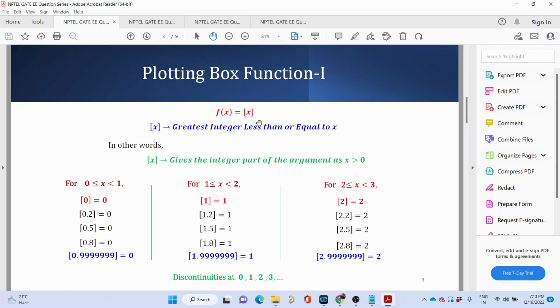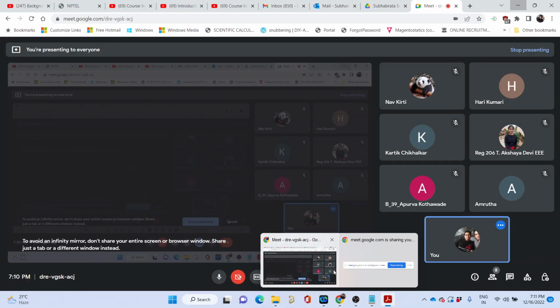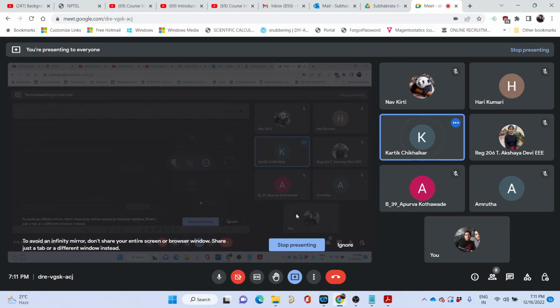So let us first look at how the box function looks like. Can you tell me how a box function looks like? How does the function box x look like? Anybody? Karthik, do you know? No, sir. Okay. Hari?